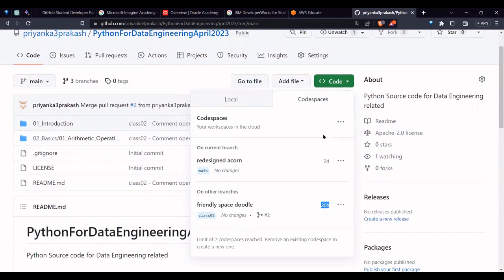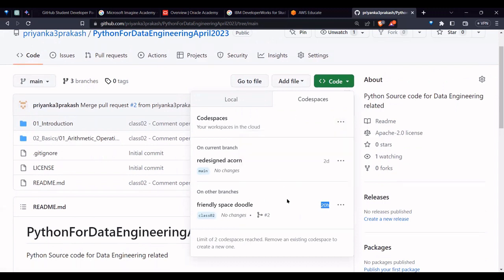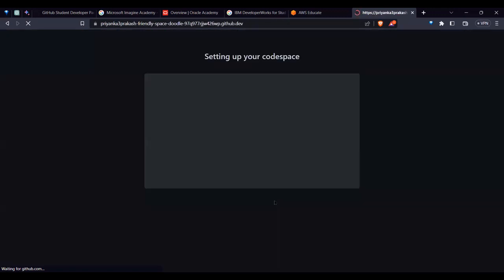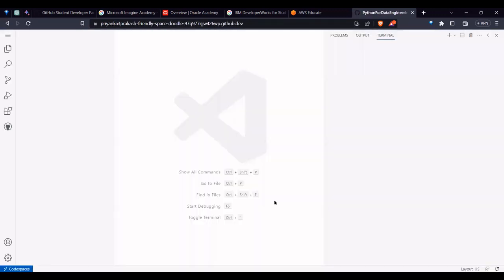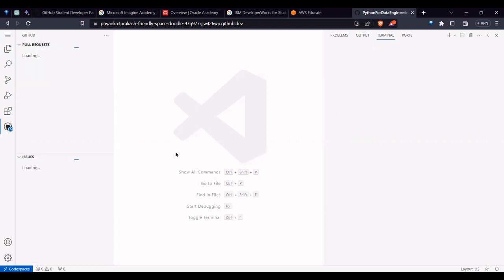Now, where do I want to go? I want to create one more code space, or configure the build, or whatever I can specify. If I click on it, what is this friendly space doodle? That is just a name, a random name they give. It is like a container. For you to understand, just imagine a box. It will create, and you can see your content, your code and everything shortly.